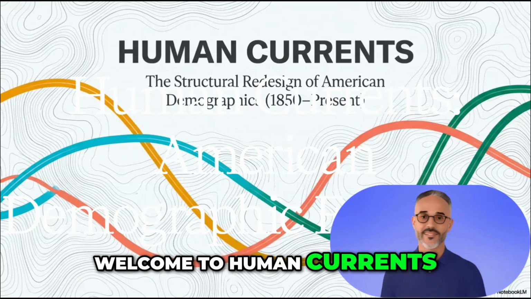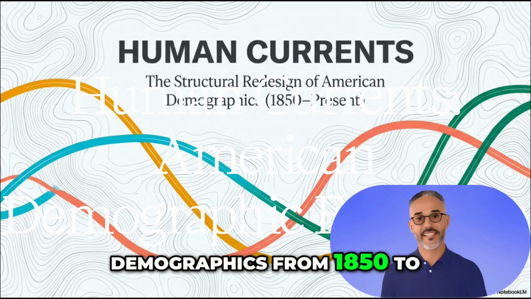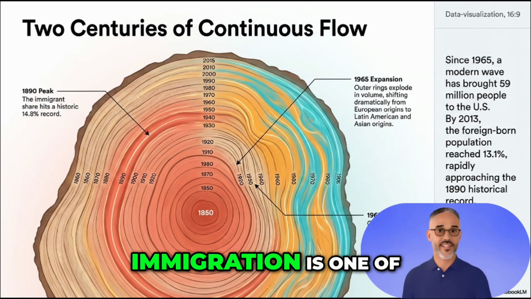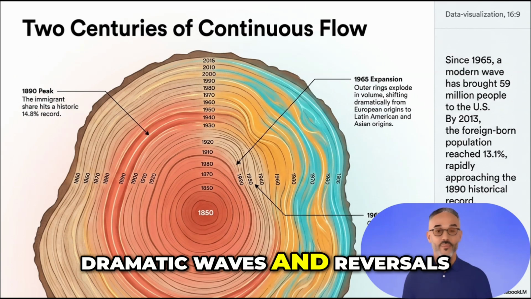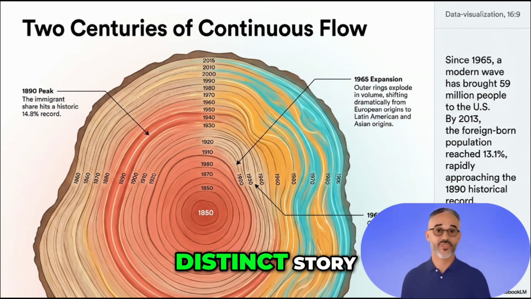Welcome to Human Currents, a journey through the structural redesign of American demographics from 1850 to the present. The story of American immigration is one of dramatic waves and reversals. Like rings in a tree, each period tells a distinct story.